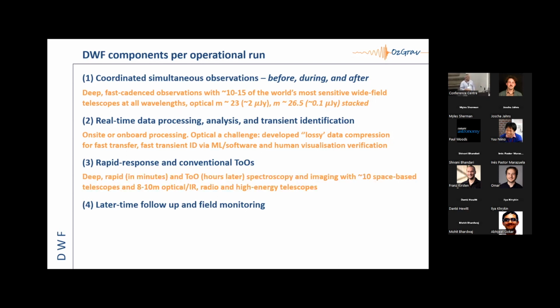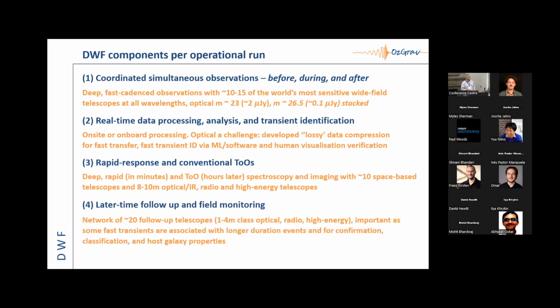In the program, we apply for a lot of time and have collaborators with time on Gemini and VLT to do rapid response, like minutes-later triggers, and then other telescopes like SALT and so on to do hours later. And of course, we have the Compact Array and high energy telescopes like Swift to trigger fast. And then the late time follow-up is a network of telescopes around the world that we use to monitor things as the Earth turns.